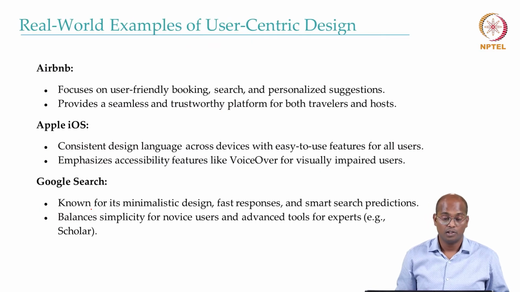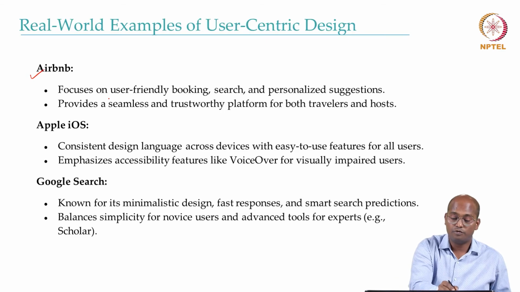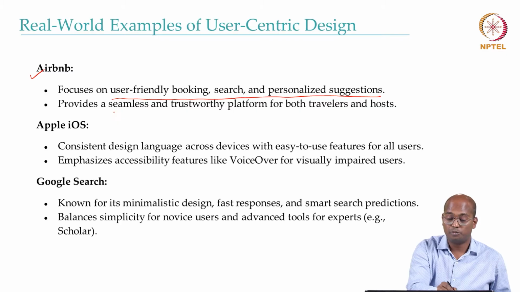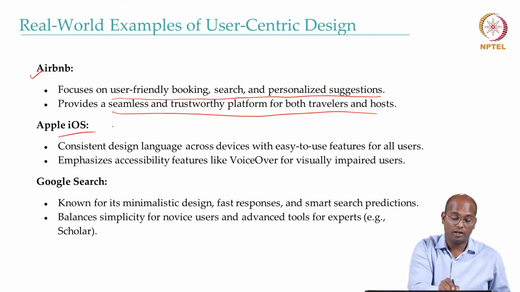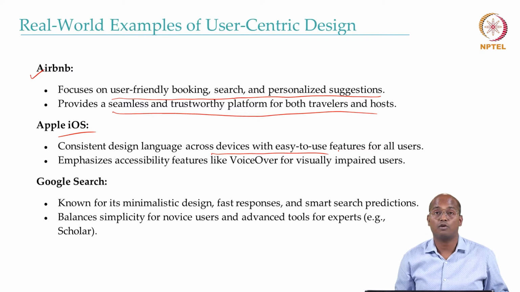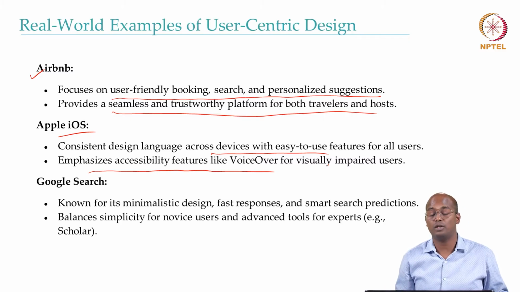So let's discuss some real world examples from user-centric design. Our favorite example, Airbnb, which focuses on user-friendly booking, search, personalization, suggestions, and it provides a seamless and trustworthy platform for both travelers and the host. Apple iOS has a consistent design language across devices with easy to use features for all users, and it emphasizes accessibility features like VoiceOver for visually impaired users.